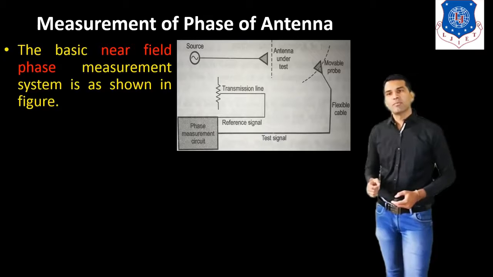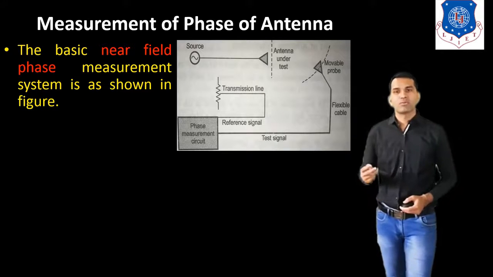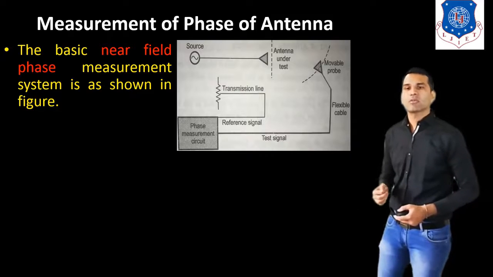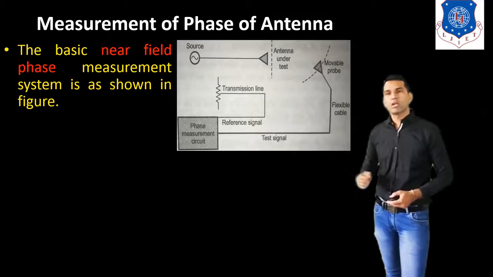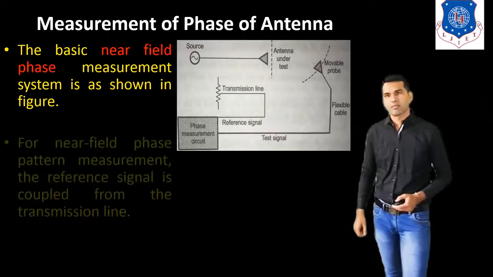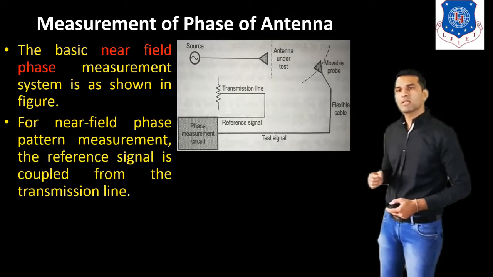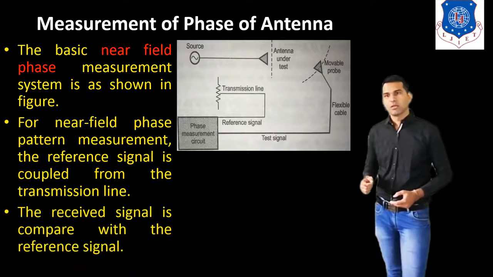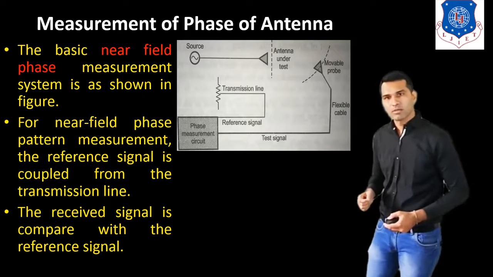The basic near-field phase measurement system is as shown in this figure. We can measure the phase of the antenna by using two techniques. The first is the near-field phase measurement technique and the second is the far-field phase measurement technique. Here we discuss first the near-field phase measurement technique. For the near-field phase pattern measurement, the reference signal is coupled from the transmission line. The received signal is compared with the reference signal.